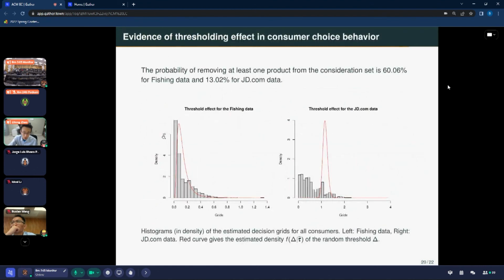This phenomenon is explained by these two graphs. Based on the estimated TML model for the phishing data and JD.com data, we can plot the consumer's decision grid. The histogram here is the nominal utility of the dominant item minus the nominal utility of all the other items, and the red curve is the estimated log normal distribution. You can see that for the phishing data, the thresholding effect is more prominent. For the JD.com data, the threshold effect is less prominent. That's why for the phishing data we achieve more improvement.